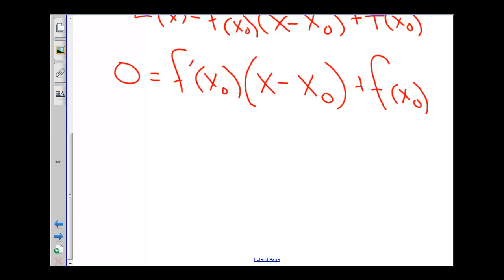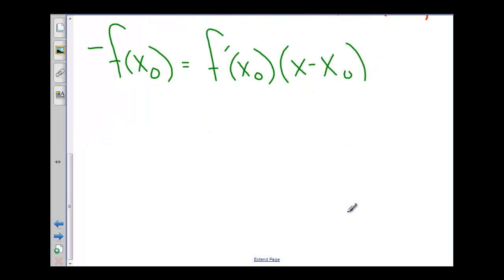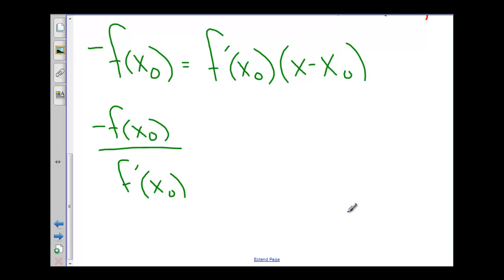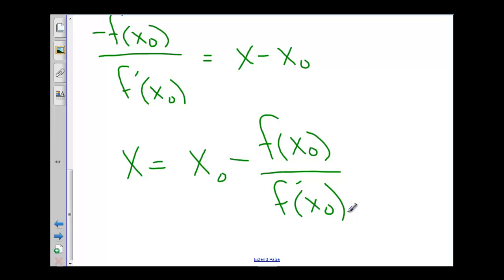So we can simplify this expression first of all by moving the f of x naught over. So we have minus f of x naught. That will equal f prime of x naught times x minus x naught. And what we're solving for here is x. We want to find the x value where this crosses the x-axis. So this becomes minus f of x0 divided by f prime at x0, and that will equal x minus x0. Or x must equal x naught minus f of x0 divided by f prime of x0. So this particular equation right here tells us where the x value is that our linearization touches the x-axis.